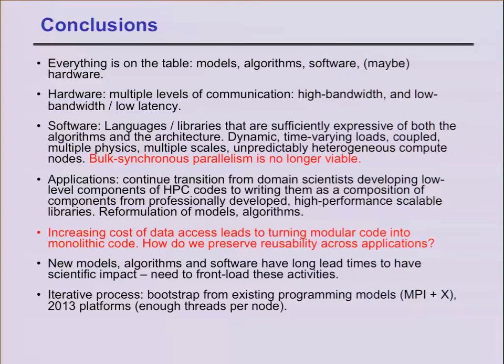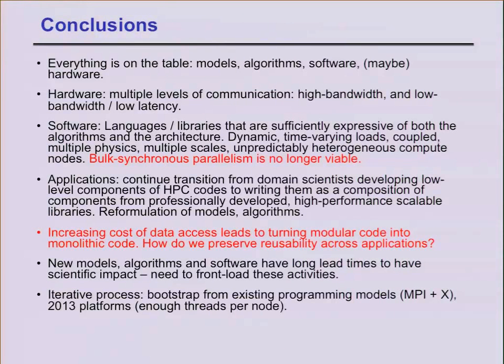Hardware: multiple levels of communication, high bandwidth and low bandwidth, low latency. If there's one thing I could beg the hardware people for, it would be this, because it would make a whole class of algorithms viable. It would allow me to be more global on a coarse grain scale. And that actually helps you in a lot of situations. That's enough global for you to be.